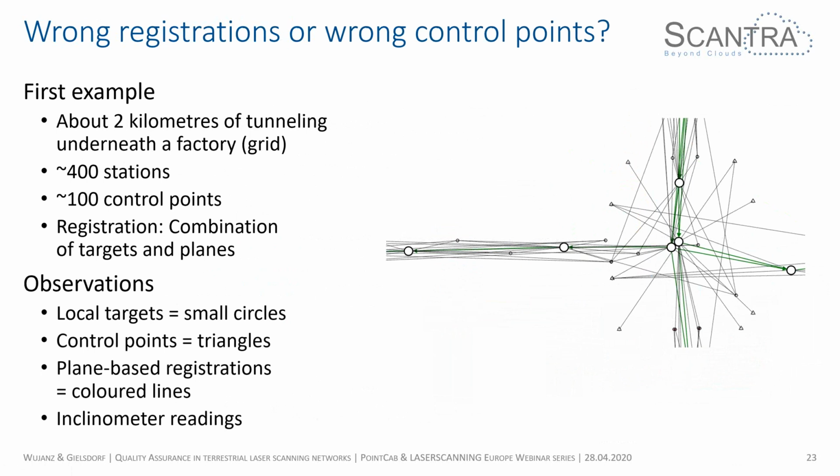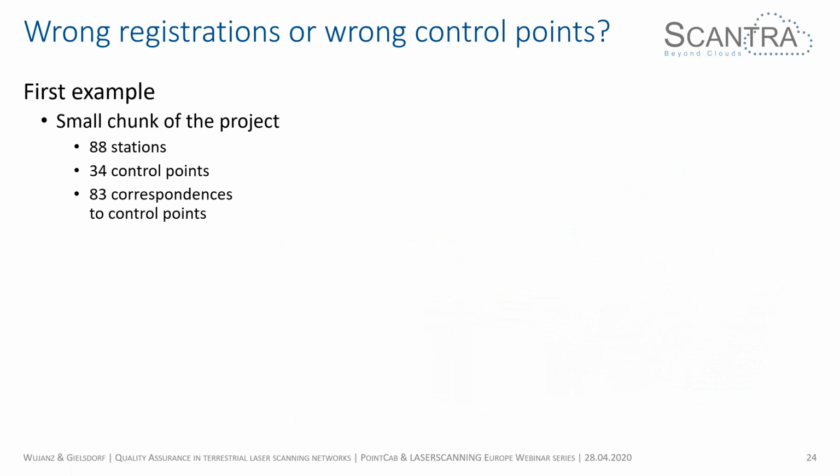The small circles are local targets. The dashed lines between the circles are just correspondences, and then you can see the triangles. These are global control points. So now let's have a look at the actual reason why the client called.